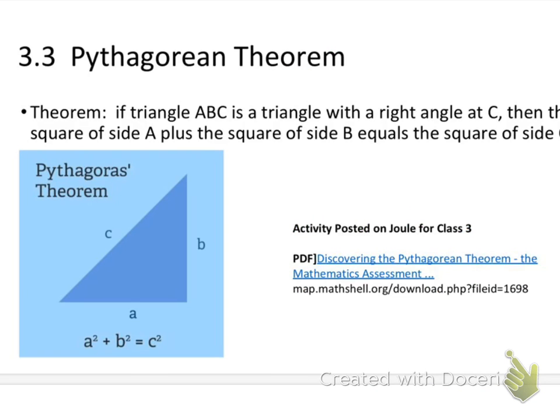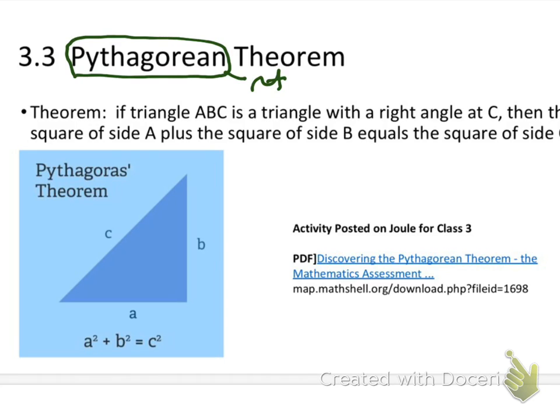Okay, so this is pronounced Pythagorean. Okay, Pythagorean theorem. So it pertains only to right triangles in its purest form, and I'll explain that later. Okay, so the theorem is if triangle ABC, so let's make sure that we understand how to label this.